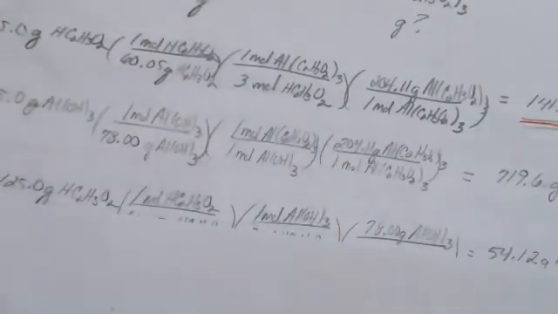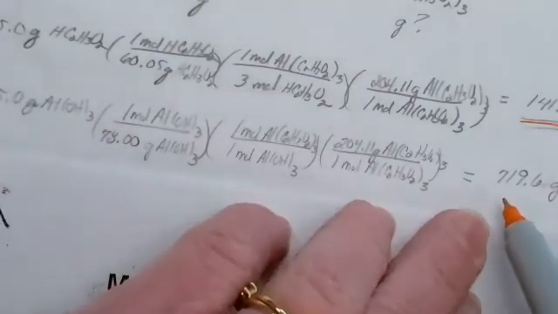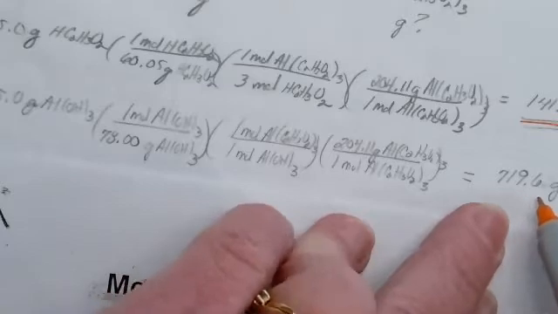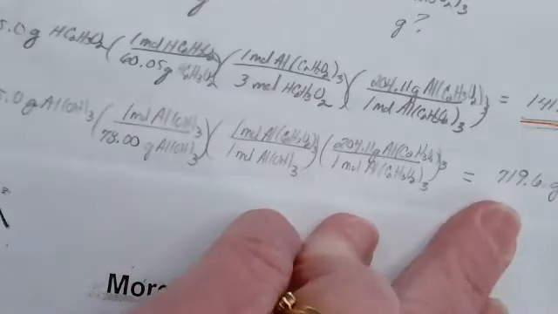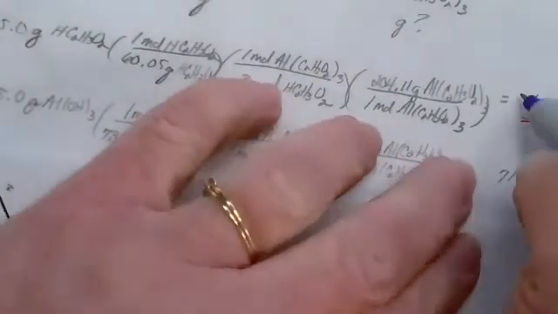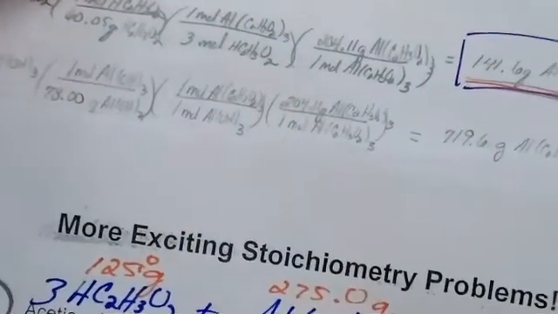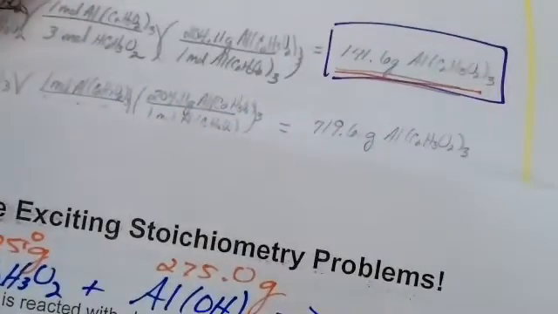And then we do the same for the other reactant, and that will give us 719.6 grams of aluminum acetate. We, of course, will only get the smaller yield. So the answer to the first problem is 141.6 grams. Anyone want to see more work than I'm just showing on the board?